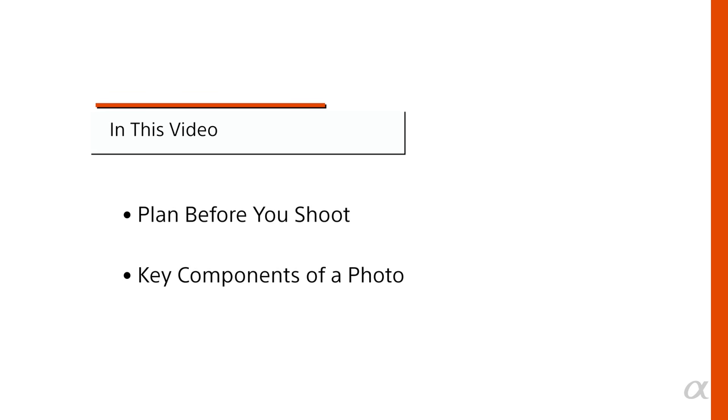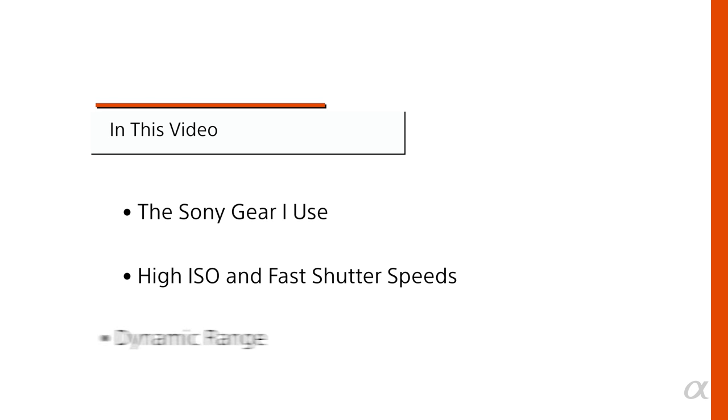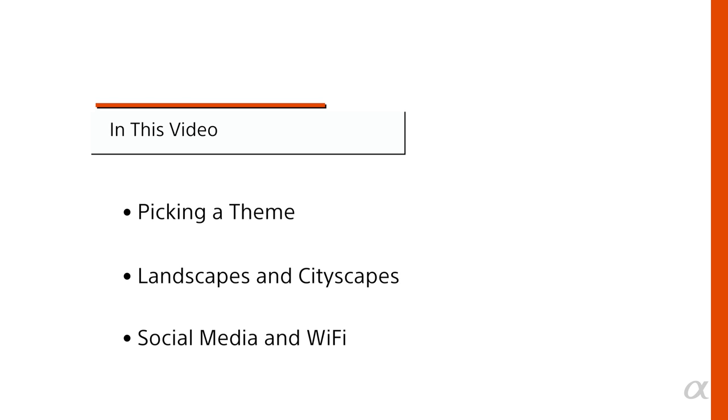In this video, you learned about planning before you shoot, the key components of a photo, including light, composition, and moment, the Sony gear I use, high ISO and fast shutter speeds, the wide dynamic range of Sony cameras. You also learned about picking a theme, landscapes and cityscapes, and finally, social media and Wi-Fi. Keep all this in mind, keep practicing, and you'll take better pictures.